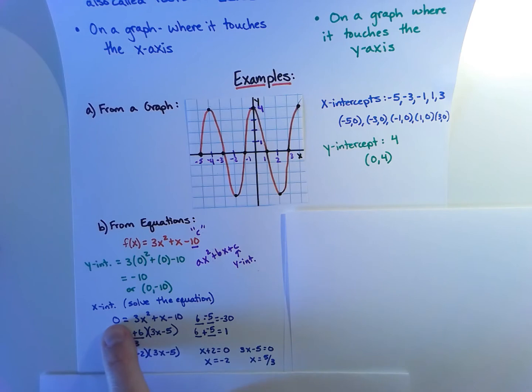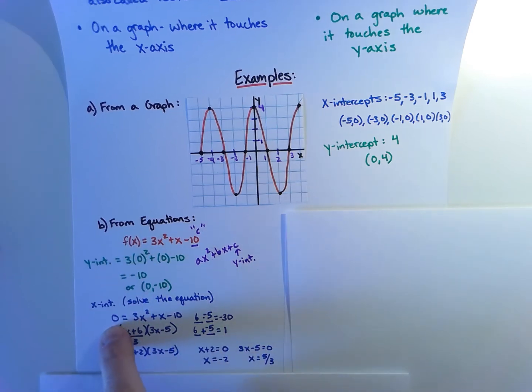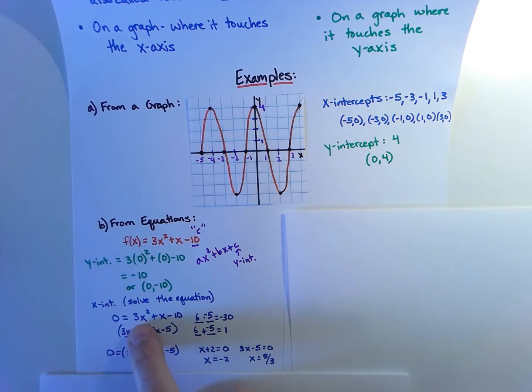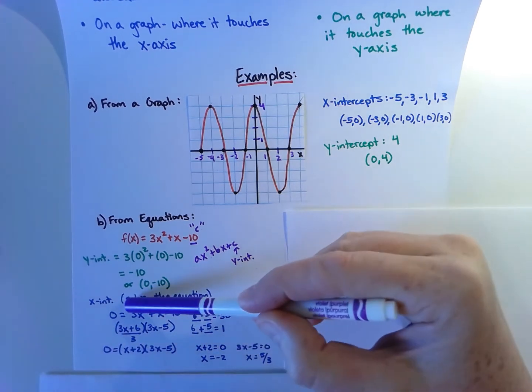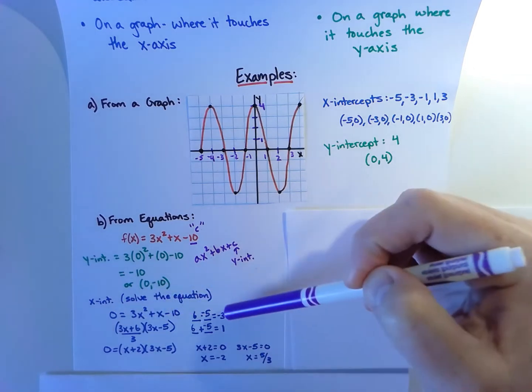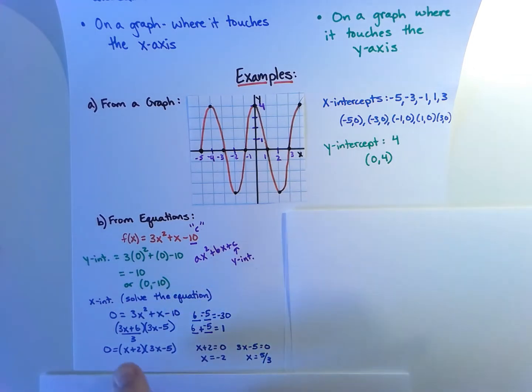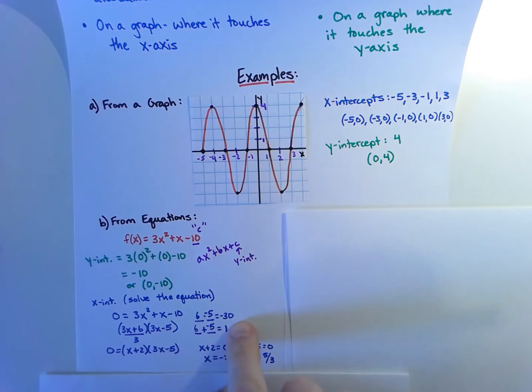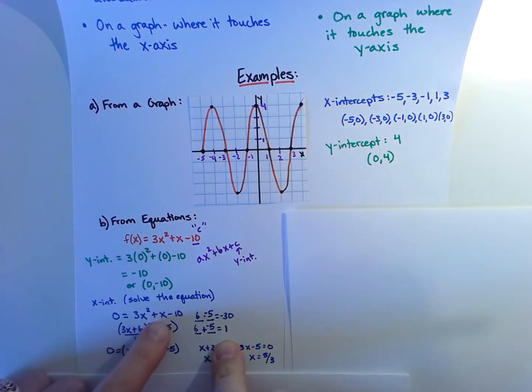So I set it equal to 0. Notice you're given f of x, but you can just replace it with 0 and then solve the equation from there. And then I have done some factoring. So I multiplied 3 times -10, and I got -30. And I figured out what would help me multiply to get -30 and add up to get the middle value of 1 for b. So then I wrote out my binomials.